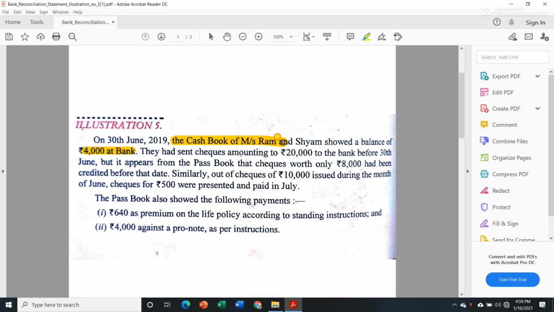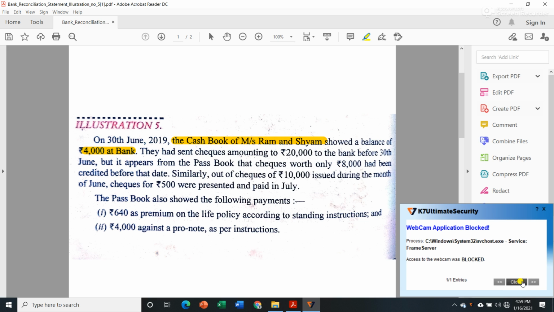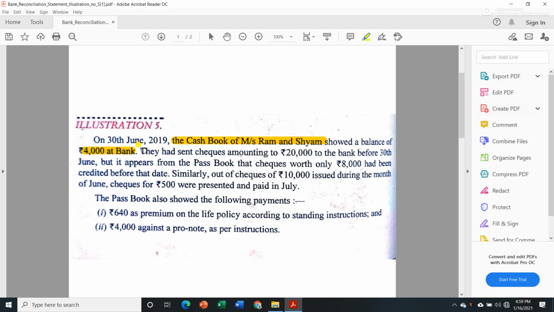The cash book of Ms. Ram showed a bank balance of 4000 at bank. That means the cash book is showing a debit balance of 4000. Sorry, that was my mistake. Now after writing this, let's see the next sentence.